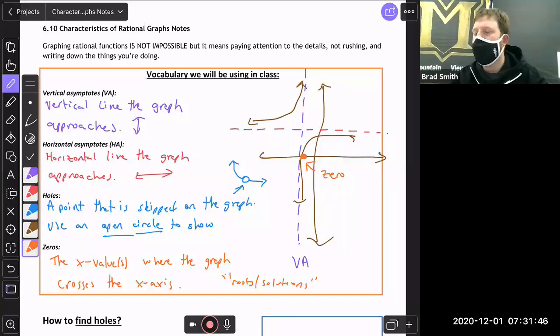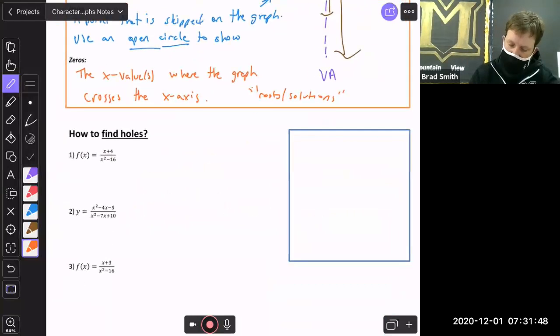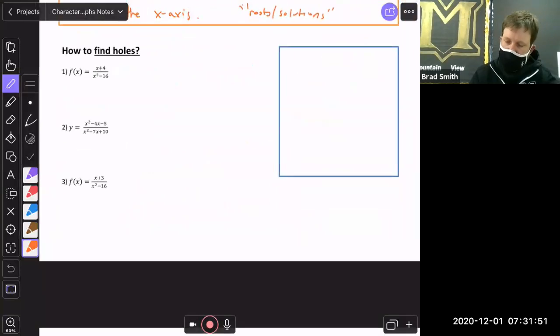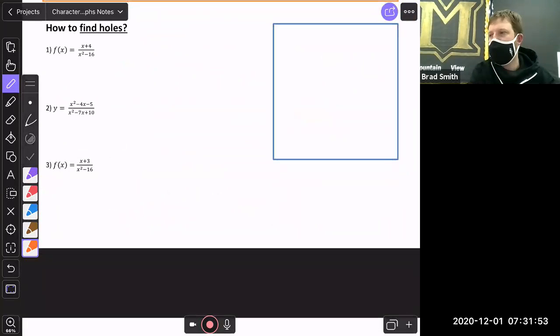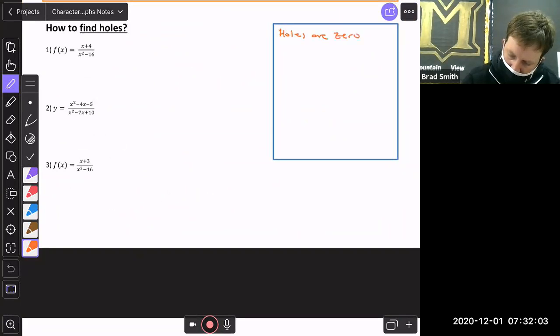Resume the recording. All right. Slide this up. First, how to find a hole. So I gave you these little boxes to kind of organize things. I'm not good at talking and writing. So holes are zeros of any factors that are canceled.